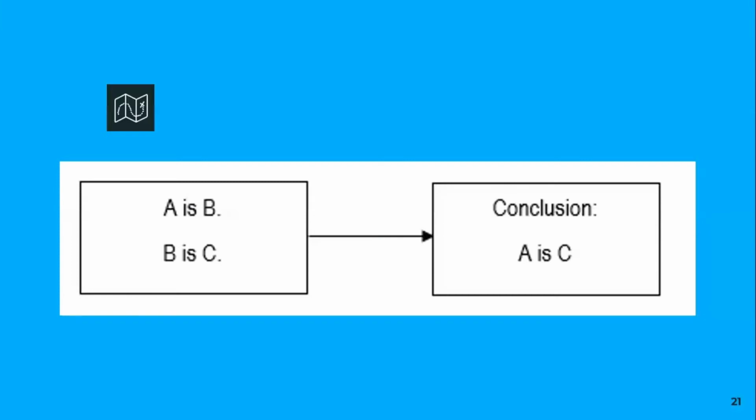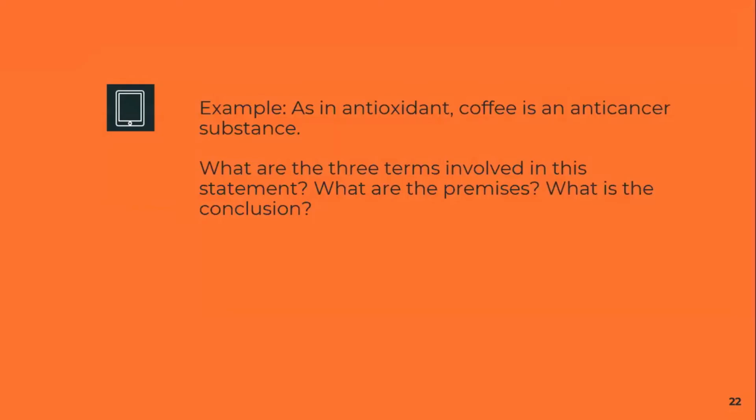So here's a visual representation of the argument from transitivity. So if A is B and B is C, then we can conclude that A is C. Okay, for example, as an antioxidant, coffee is an anti-cancer substance. So what are the three terms involved in the statement? What are the premises? What is the conclusion?